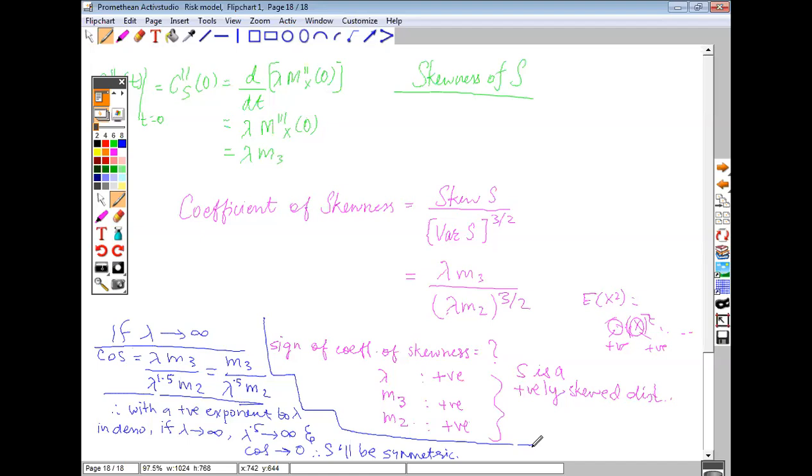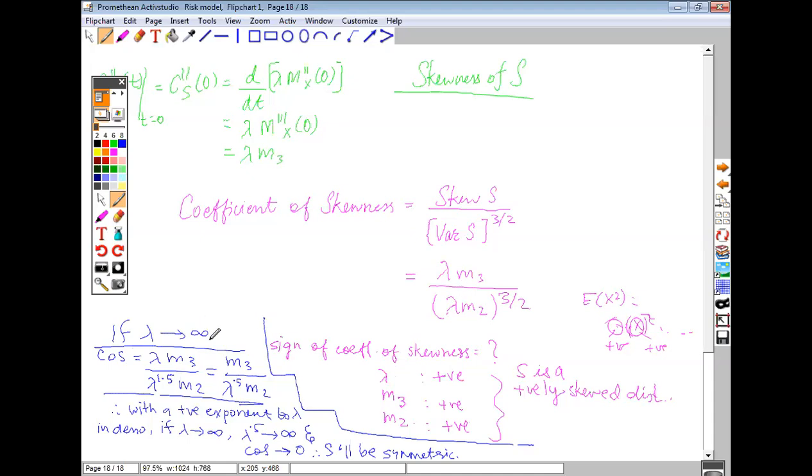Any doubts in regards to what all I have done? So what I just did was, I wanted to see what happens. I know that my lambda is positive, right? But if my lambda tends to infinity, which in general is not going to happen, but just in a theoretical sense, then my coefficient of skewness will be either infinity or 0, depending on whether my lambda stays in the numerator or in the denominator with a positive exponent.